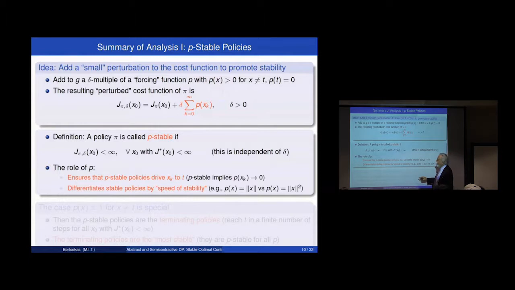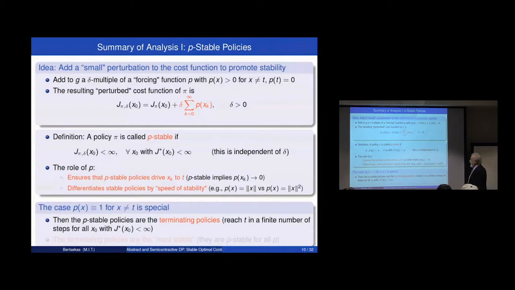The other thing is that the choice of p differentiates stable policies by speed of stability. Not all p-stable policies are the same. Some are faster than others, and it depends on p. So, for example, if p is the absolute value of x, the norm, then this is a faster controller than a controller that's based on this. Okay? Of course, you could have a controller that's stable with respect to both. But if one is stable with respect to one and not the other, this is the faster one.